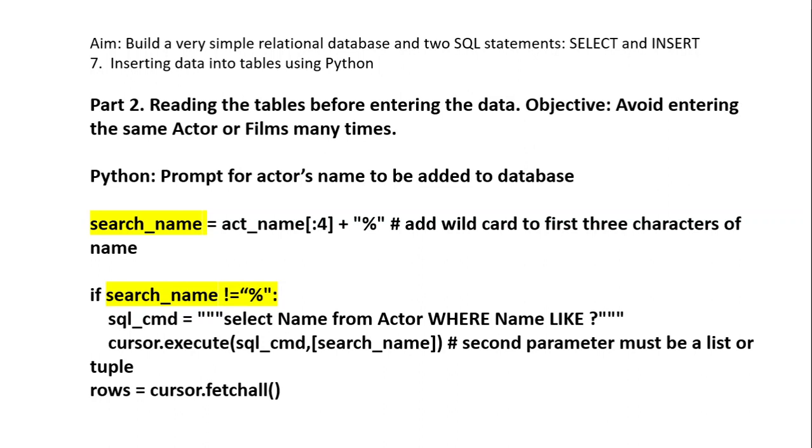If the search name was not blank, then I build an SQL command, the select name from actor, where the name is like question mark, then executed the SQL by taking my select statement and appending the name I'm trying to search for, ensuring I put the search inside square brackets because the second parameter must be a list or a tuple.